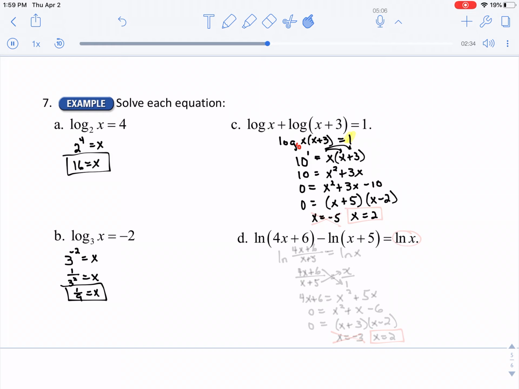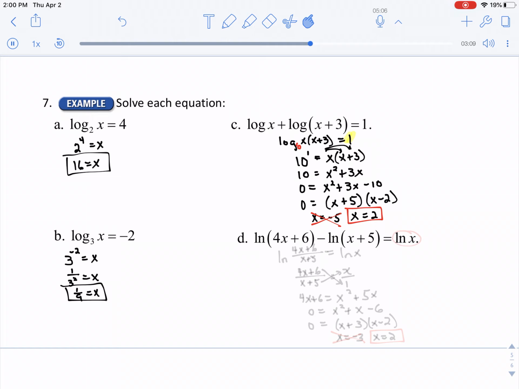Now with logarithms, you can also pick up those things called extraneous solutions. So you want to check these. The check on these is very easy though, because remember that you can never take the log of a negative number. So if I go back up to the beginning and I put in that negative 5, I would have log of negative 5, and you can't take the log of a negative 5. So this first one, the negative 5, is an extraneous solution. If we put in the 2, that's going to give us log of 2 plus log of 5. We can do both of those. So x equals 2 is the only solution.